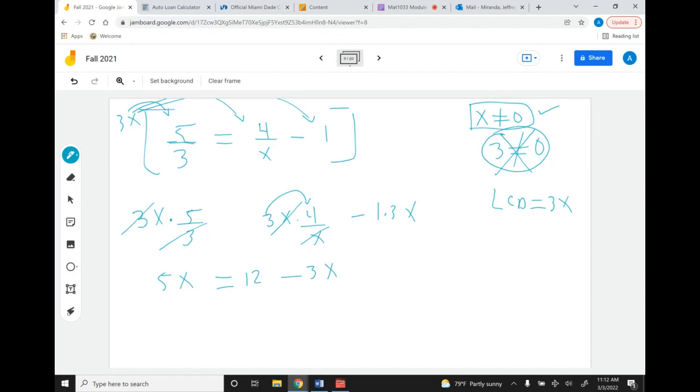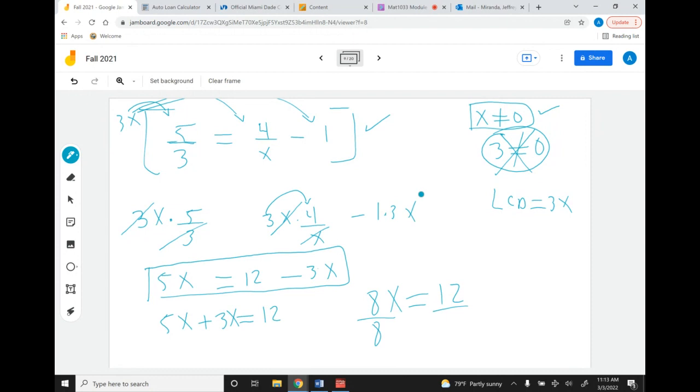You see, you went from having a rational equation, meaning you have the variables in the denominator, through this process that I'm teaching you, to a linear equation, which is a lot easier to handle. Okay, so now I'm going to move all the x's to one side. This is going to be 8x divided by 12. I mean 12 divided by 8.